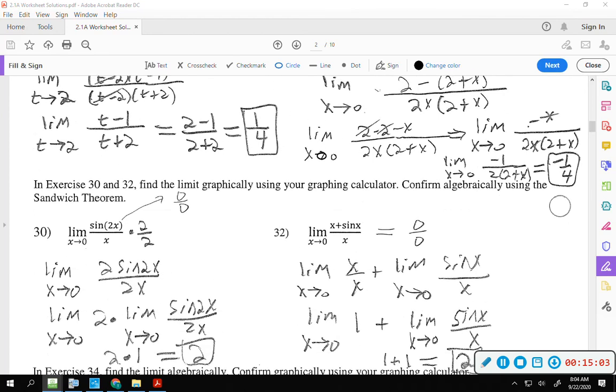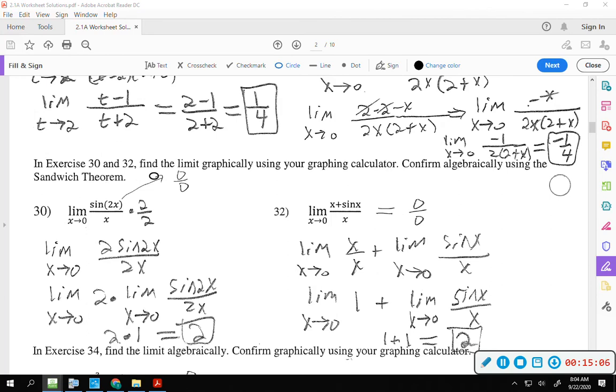Problem number 30. On this one, it says find the limit graphically using your graphing calculator. Confirm algebraically using the sandwich theorem. We will talk about the sandwich theorem a little bit in class. It's one of those topics that a couple years ago I said, well, I've never really seen it on the AP test. Well, it's been on lately. So it's certainly something that we're going to need to talk about.